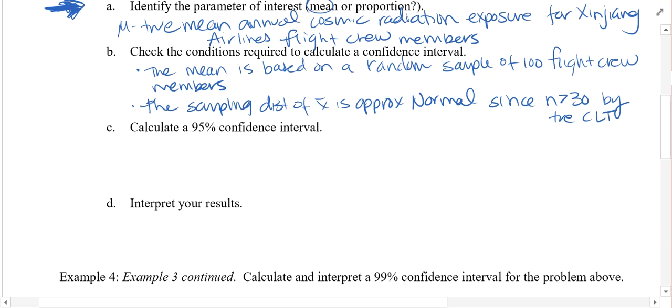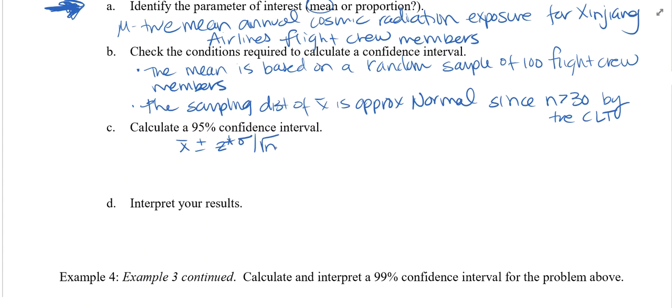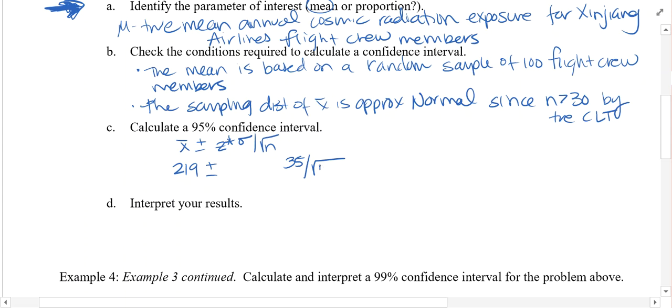So far this really hasn't been anything new. The new part is the 95% confidence interval. Your formula for this is X bar plus or minus our new Z star times standard deviation divided by square root of n. Let's plug in the pieces we know. We know X bar, they gave that to us, it's 219, plus or minus Z star, which we don't know yet, and the standard deviation is 35, divided by square root of n, which is 100.